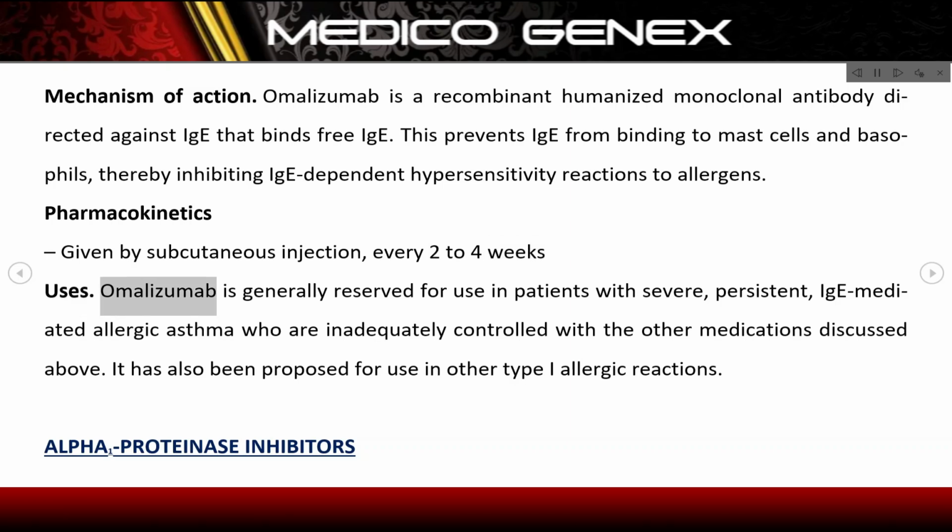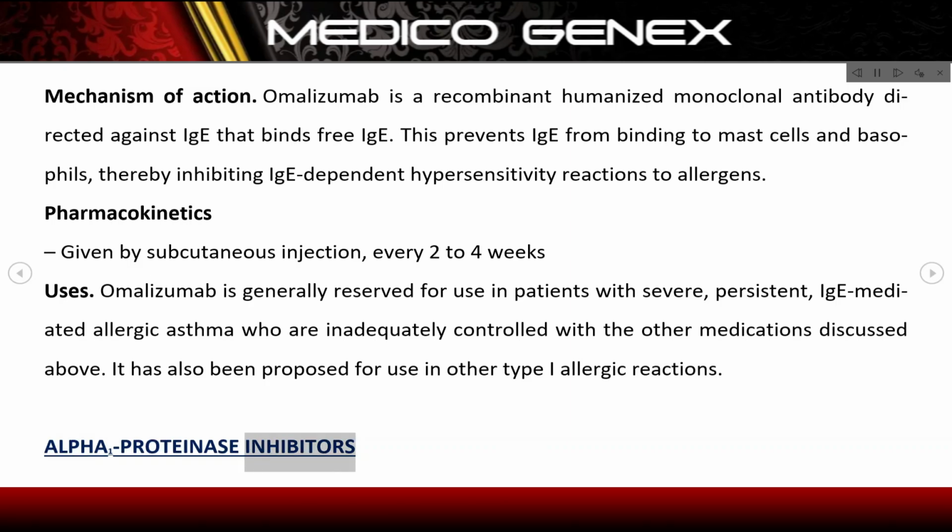Uses: omalizumab is generally reserved for use in patients with severe, persistent, IgE-mediated allergic asthma who are inadequately controlled with the other medications discussed above. It has also been proposed for use in other type I allergic reactions.